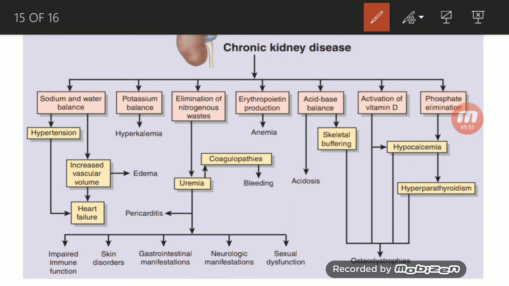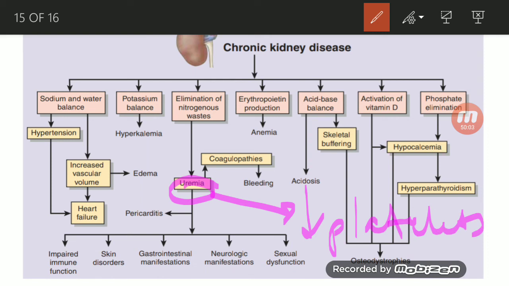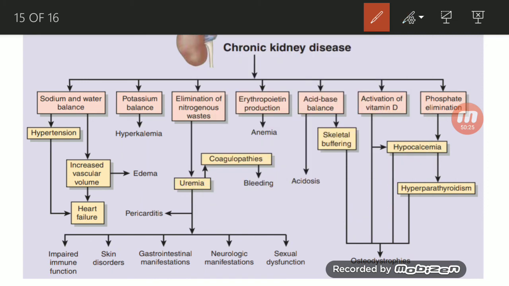Increased urea in your body decreases the ability of your platelets to stick with each other, so it hampers your process of coagulation, so you have increased bleeding as well. The increased urea decreases the ability of your platelets to stick with each other, due to which coagulation gets hampered, so there is bleeding as well.